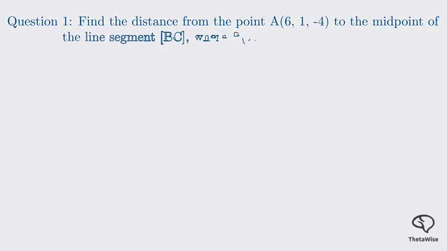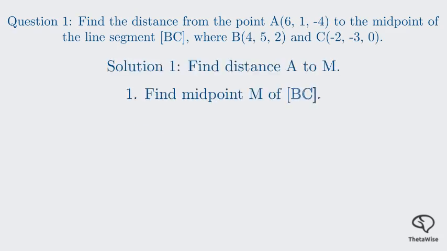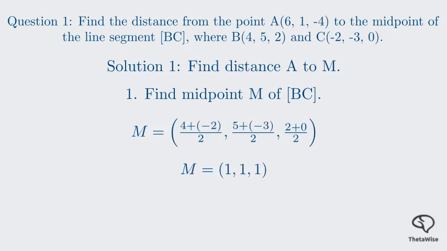Here is our first question. Take a moment to read the question and formulate your strategy. Pause the video if you want to solve it yourself. Okay, let's look at the solution. The first step is to find the midpoint of BC. Let's call it M. Using the midpoint formula for B and C, we get (4 plus 2)/2, (5 plus 3)/2, (2 plus 0)/2, which simplifies to 1, 1, 1. So the midpoint M is at 1, 1, 1.